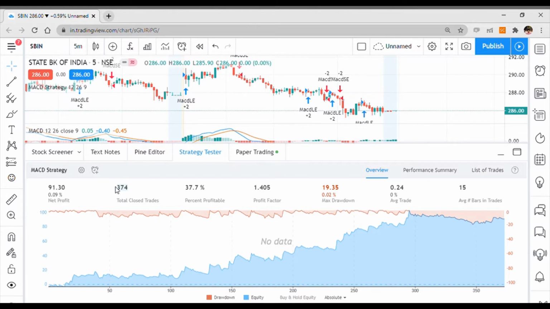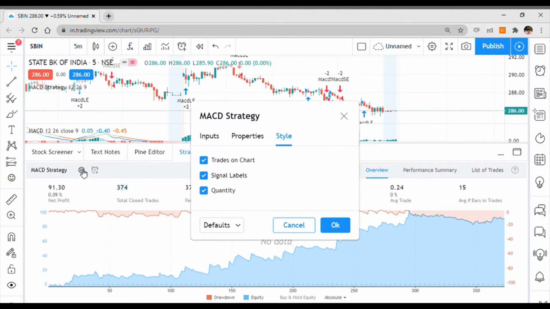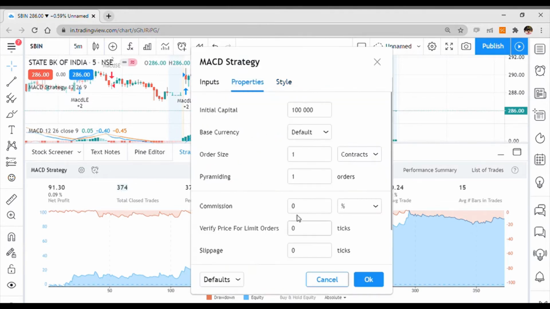Number of trades is directly proportional to the brokerage given to the brokers, like Zerodha, Fyers, whatever. Let me deduct it for you. Go to properties and here commission. Normally I use Zerodha, so they are taking 0.03% per trade. So let me type 0.03%, and I am not including the other taxes.